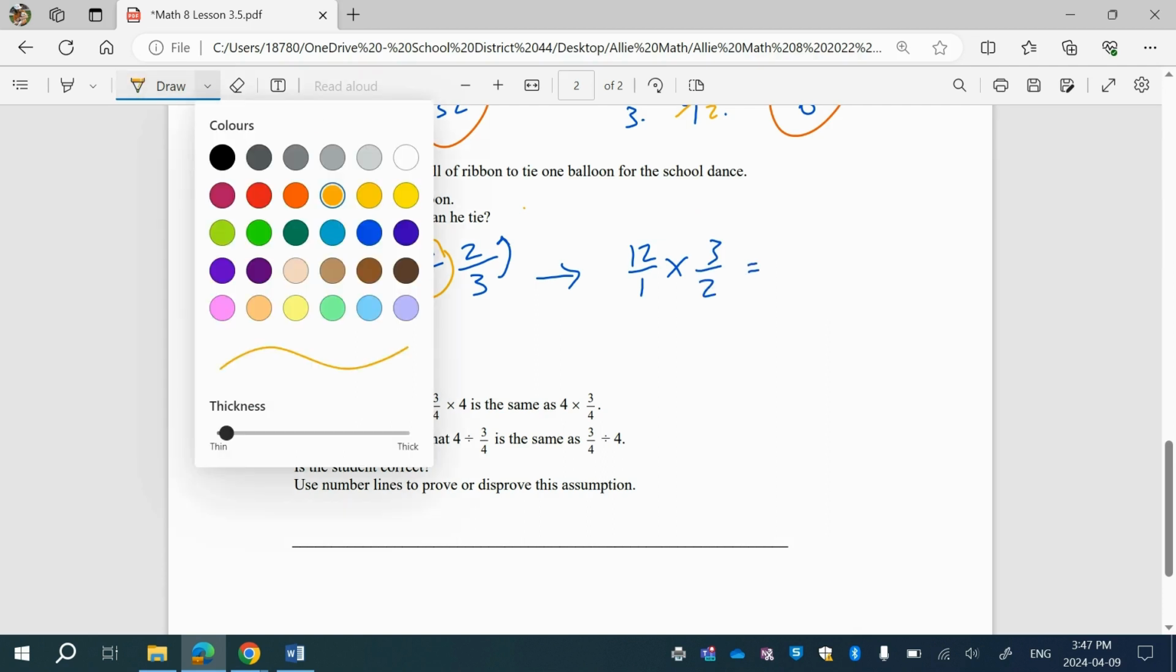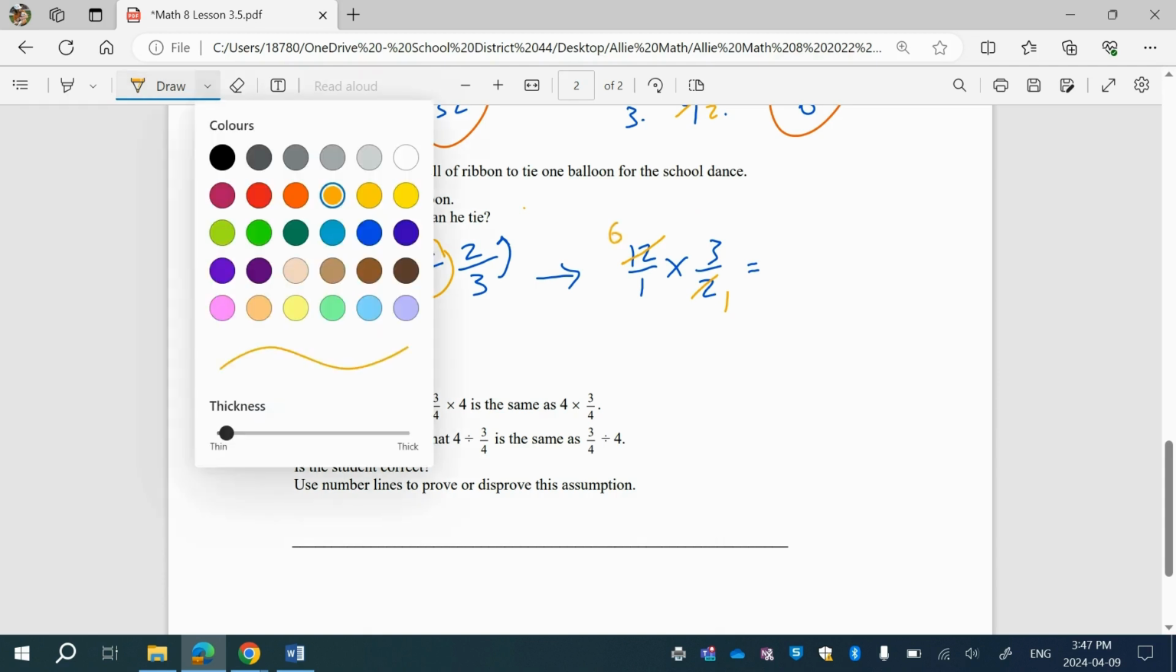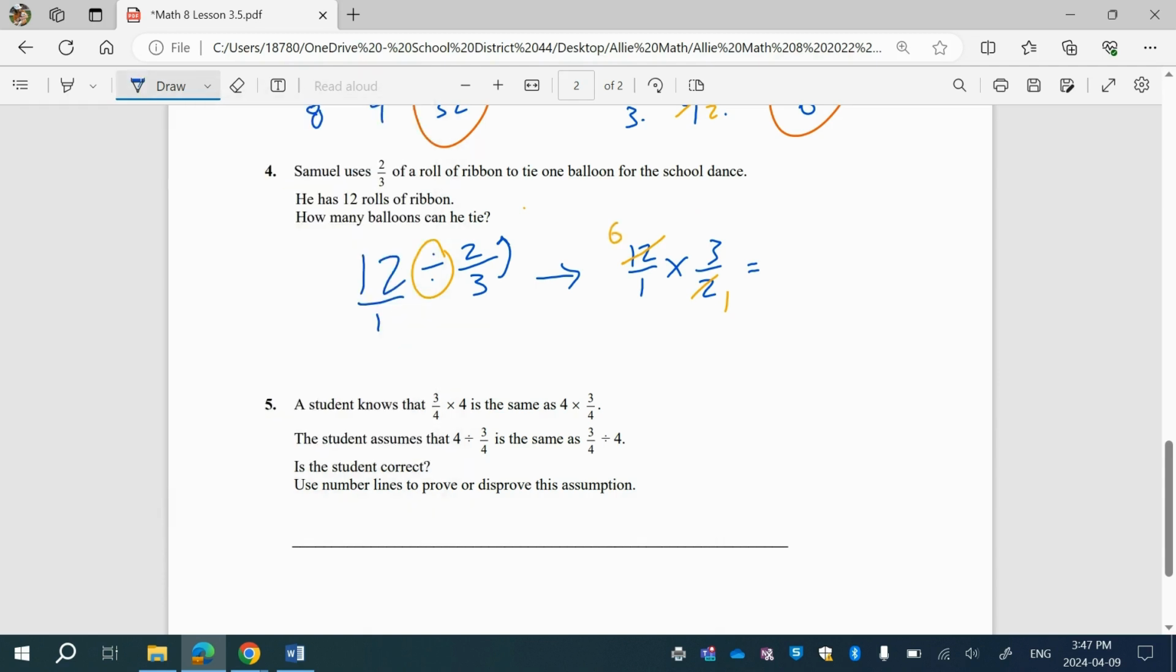Now we can cross reduce. 2 and 12 have a common factor of 2. 2 goes into 2 once, and 2 goes into 12 6 times. Now let's multiply the tops. 6 times 3 is 18, and 1 times 1 is 1. So Samuel can tie 18 balloons.